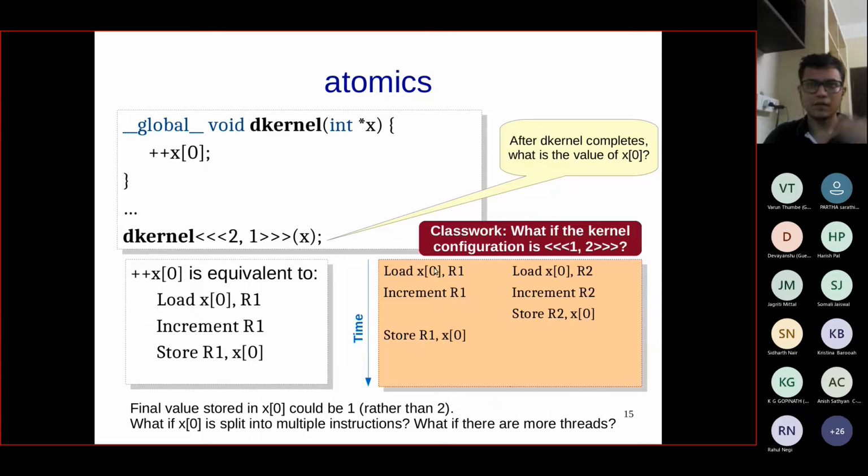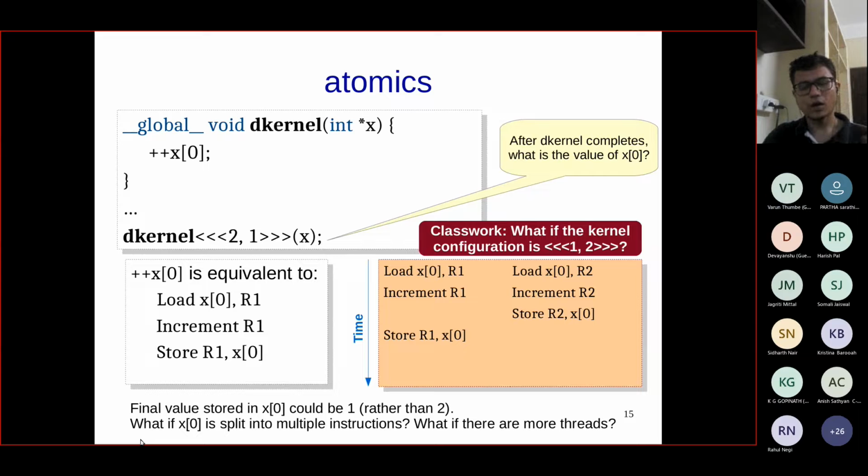Because the way in which we execute is SIMD, right? Single instruction, multiple data. So only this load will happen, and then only these warp threads will move to increment, and then only these warp threads will move to store. So if this order is followed by the warp threads, then the final value that x will store is always 1, right? So if we launch using this configuration, then the output could be 1 rather than 2. This is the observation that you people should make a note of.